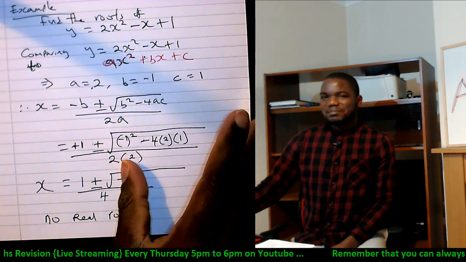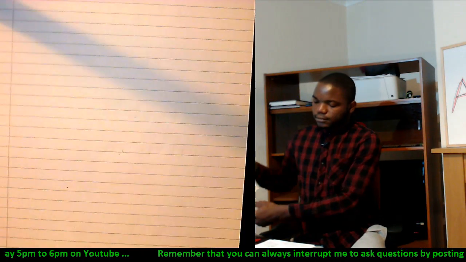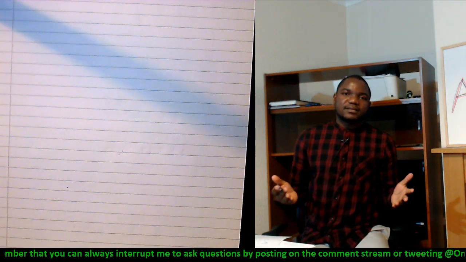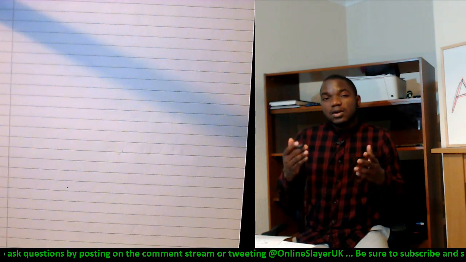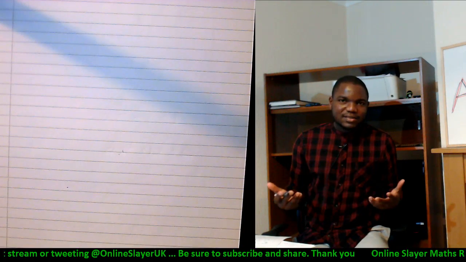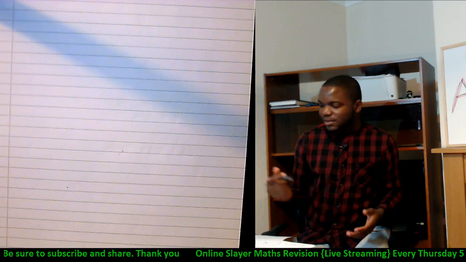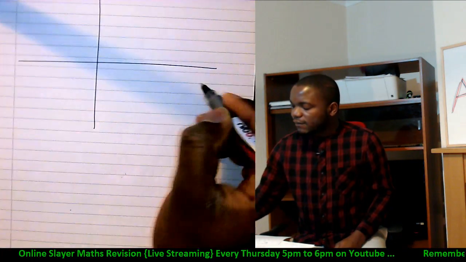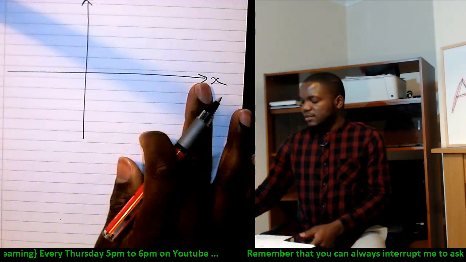Now, what does it mean not to have real roots? It means that it does not cross the x-axis. It means that the equation of this quadratic does not cross the x-axis. It does not have a real root, means that it does not really cross the x-axis. In the real plane, no, it doesn't. So this equation would give you a graph that looks funny. This is the x-axis, it does not cross it.